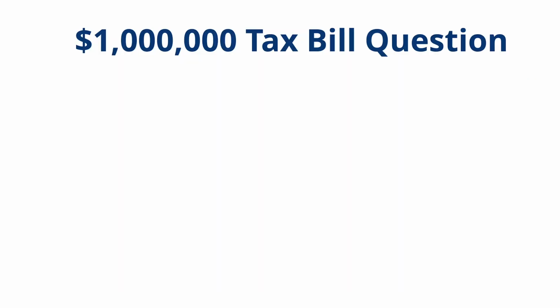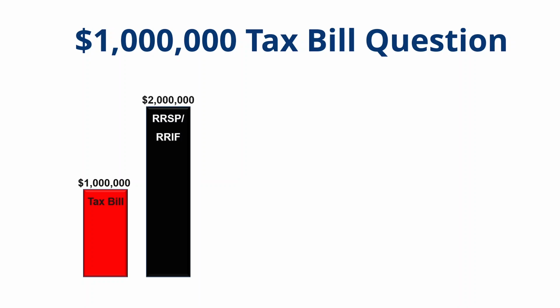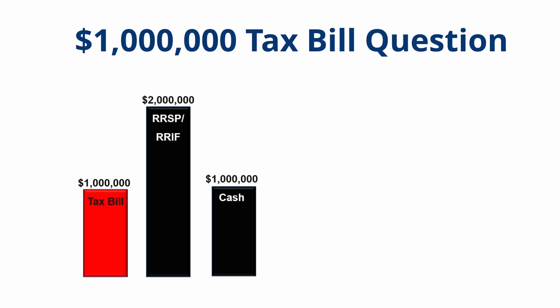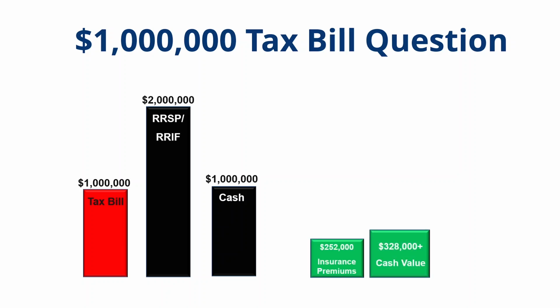So to look at this in a bit of a different light, you have your $1 million tax bill. It could cost you twice as much using an RSP or RIF. It'll cost you dollar for dollar if you use cash, or if you put the amount into insurance premiums, you have more in the cash value that's continuing to grow year over year. Plus, you end up with the $1 million of life insurance, and that's actually continuing to grow as well.